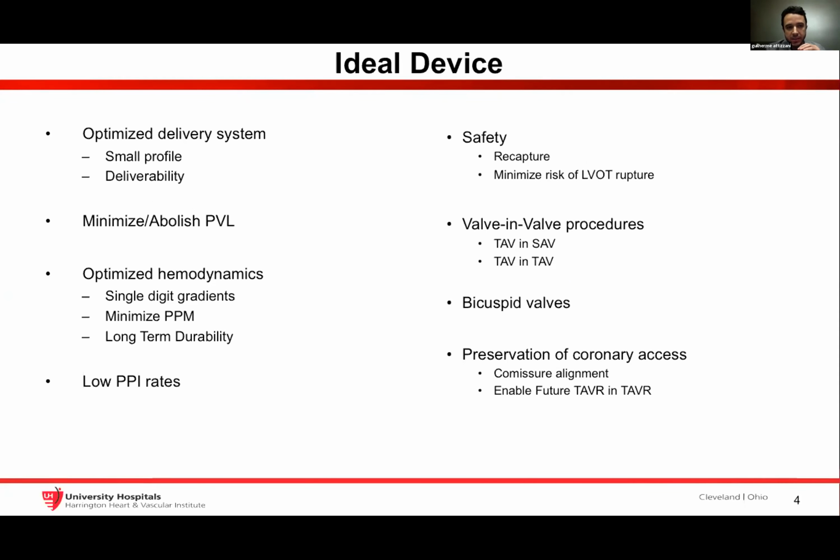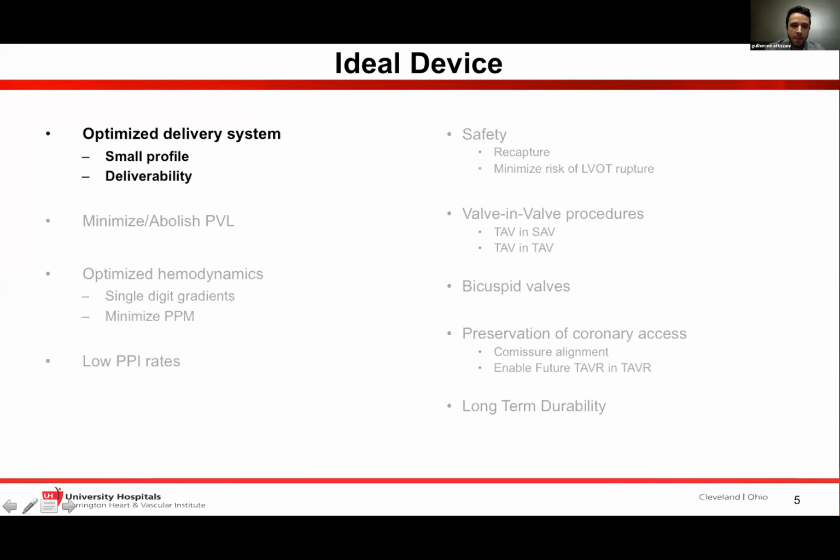So I was trying to think of what would be the ideal TAVR device. The ideal TAVR device is the one that has an optimized delivery system, the one that minimizes or abolishes PVL, as well as optimizing hemodynamics with low permanent pacemaker implantation rates. We want also, of course, a device that is safe, that enables us to do either TAVR in TAVR and TAVR in SAVR, that enables us to treat challenging situations such as bicuspid valves, and obviously, as was discussed in prior talks today, that enables us to preserve coronary access and enables us to plan the life of our patients long-term. Durability, very important here.